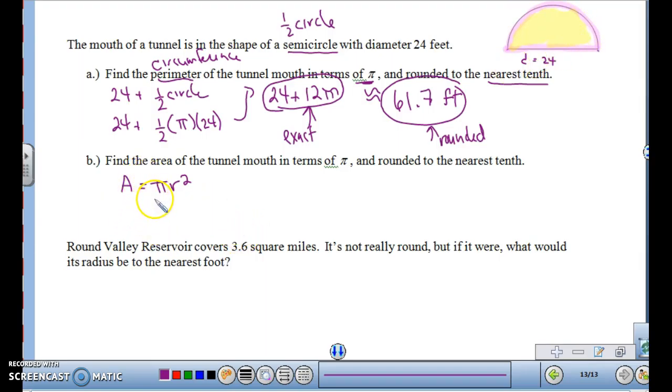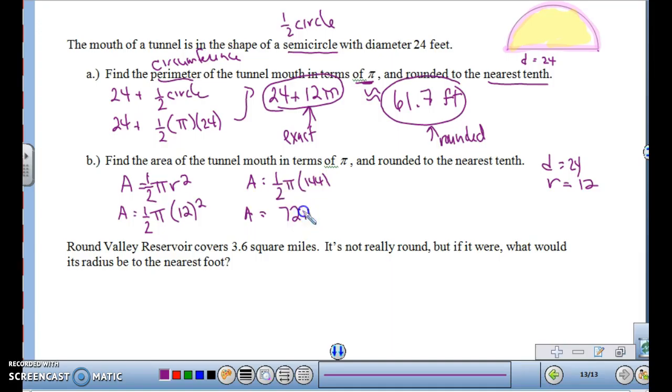Now remember, since this is half a circle, it's actually going to be 1/2 pi r squared because it's only half a circle. So A equals 1/2 pi, and what would be the radius if the diameter is 24? Well, if d is 24, that means r is going to be half of that, which is 12. So that's 12 squared. Multiplying this out exactly, 12 squared is 144. So it's 1/2 times pi times 144, and half of 144 is 72 pi.